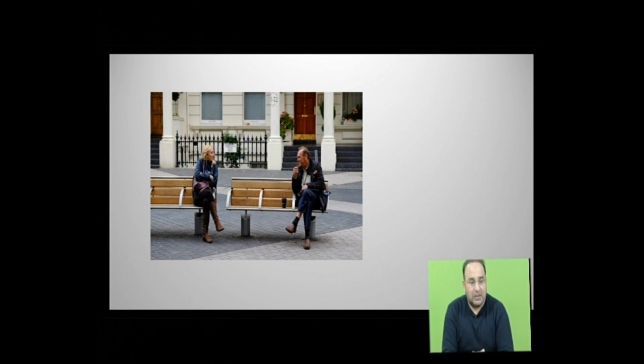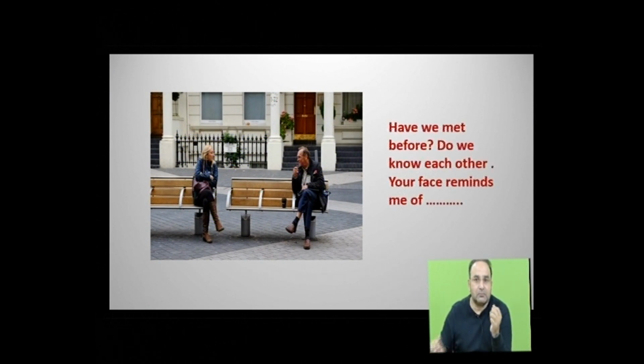Okay. So here the word again for you is familiar. Familiar means you know something, something strikes you. Ki haan si mile ho yahan kithe. So here is how the conversation goes. Have we met before? Have we met before? Ki assi pehle kithe mile ya?